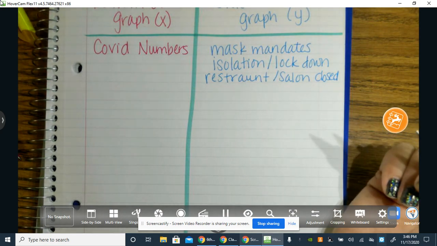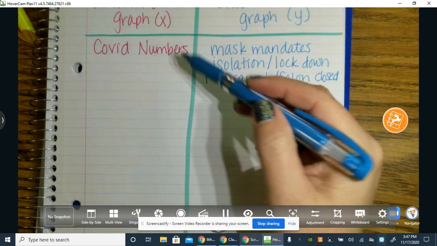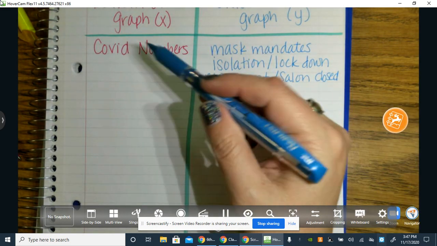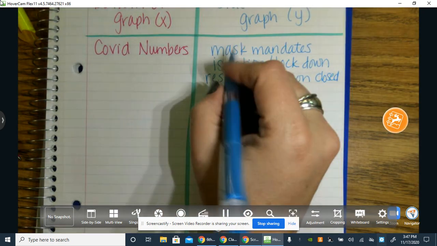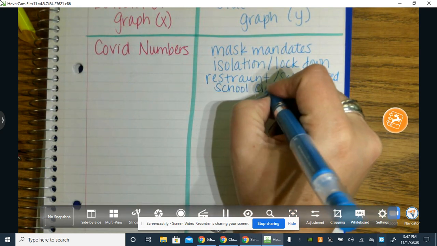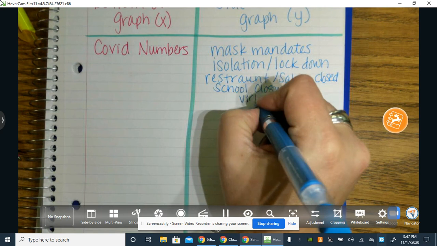Another thing, when we first started COVID, the numbers started increasing. They saw that there was a problem that was not in control. What was one of the results was we had school closures and virtual learning.